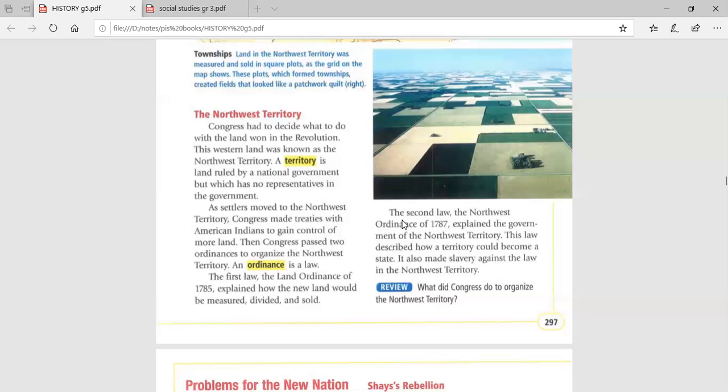Okay. The second law was called the Northwest Ordinance of 1787. This law explained the government of the Northwest Territory, and this law described how a territory could become a state. It also made slavery against the law.